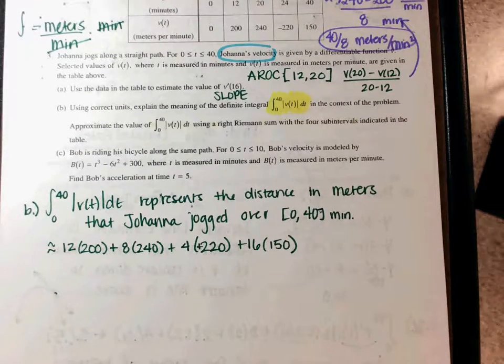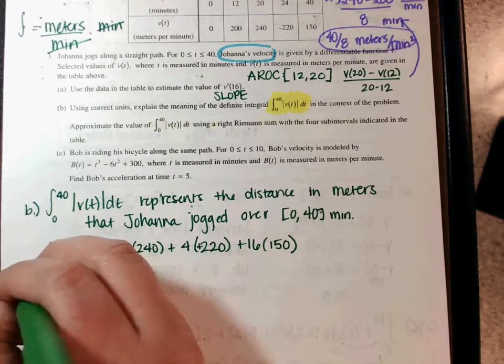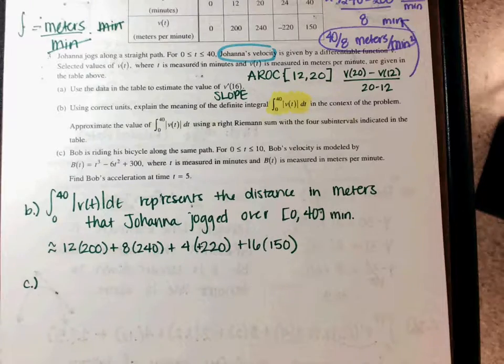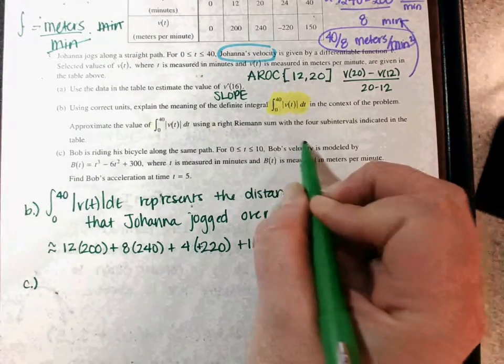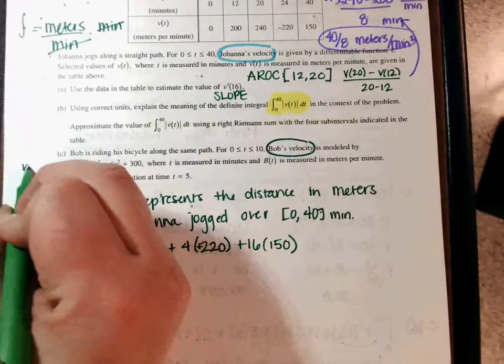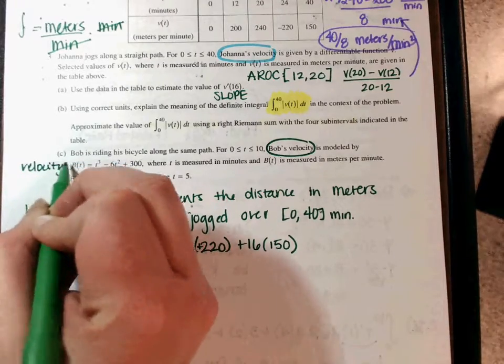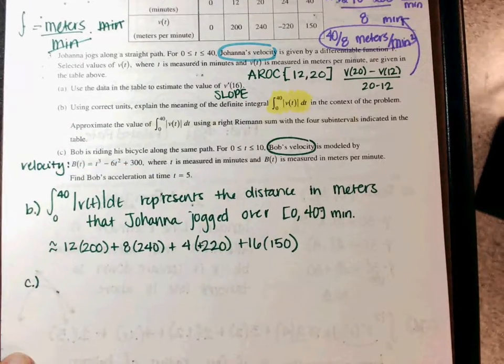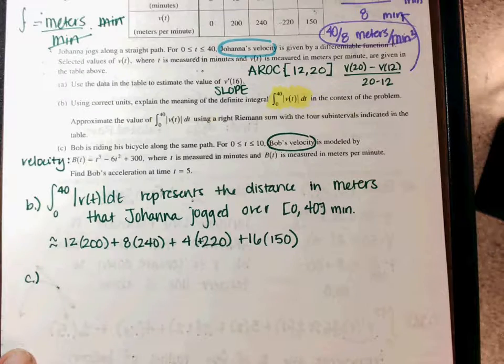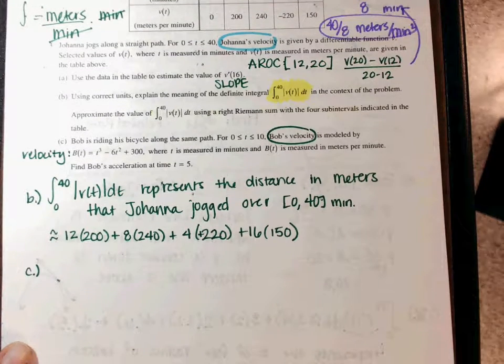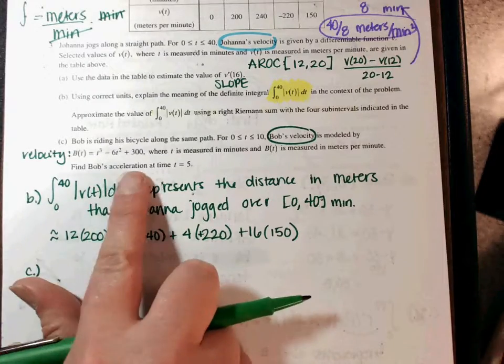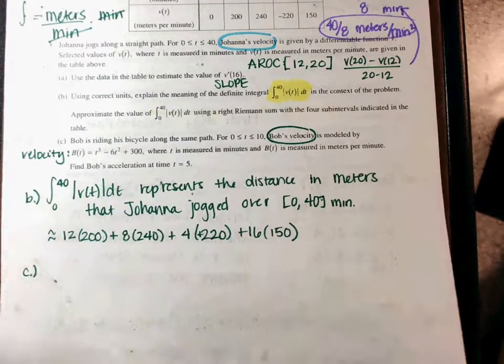Then on part C, I'm not going to do it for you, but it says Bob's riding his bike. Bob's velocity is given. So this is his velocity. How would you find his acceleration? A derivative or an antiderivative? Derivative, and then what would you do with 5? Well, it says find his acceleration at 5. You'd plug it in.